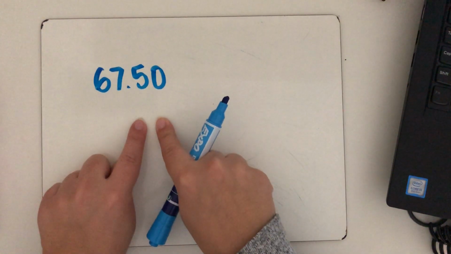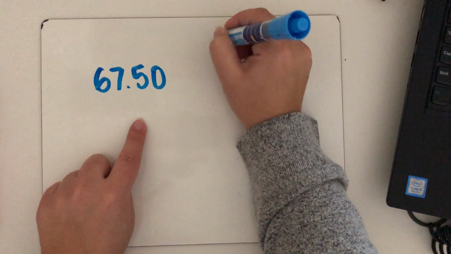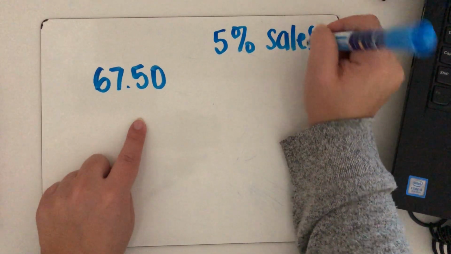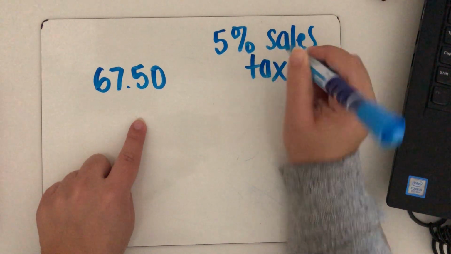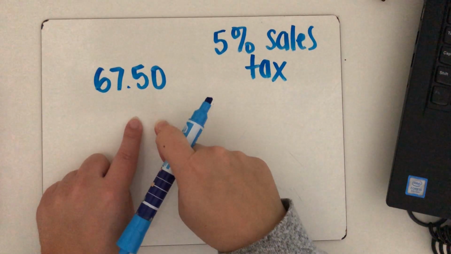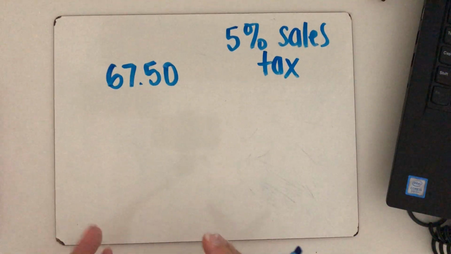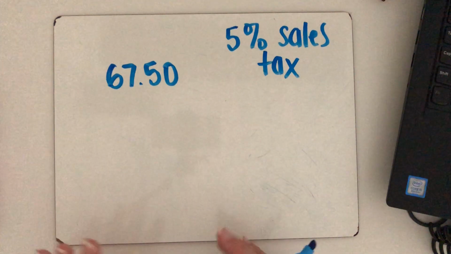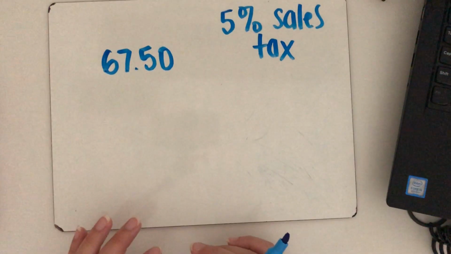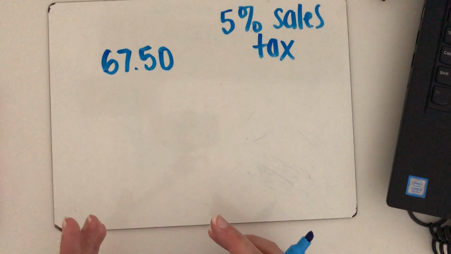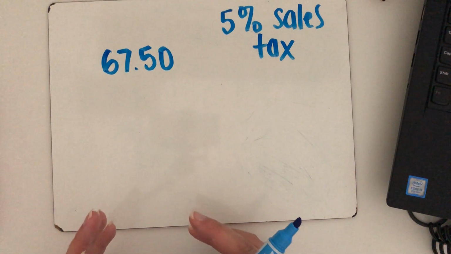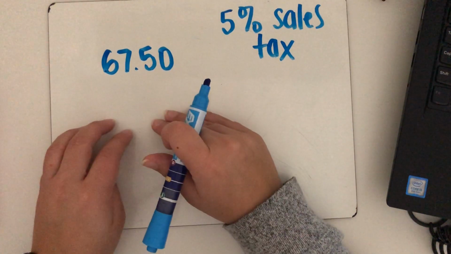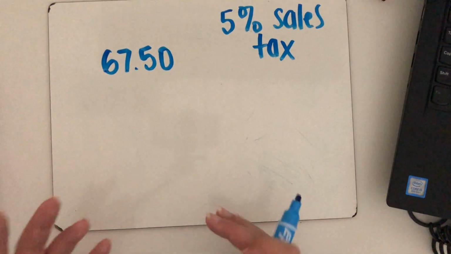So let's say that I start with a sales amount of $67.50. I need to add a 5% sales tax, okay? Think of that as a markup, so you're adding that to the original price. Again, I need to find what 5% of $67.50 is. I'm going to show you a formula that you can use, so instead of figuring out the percent amount and then adding it in, or subtracting it, you can use a formula.